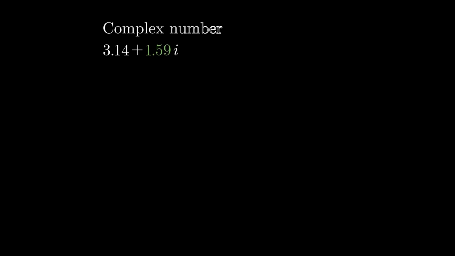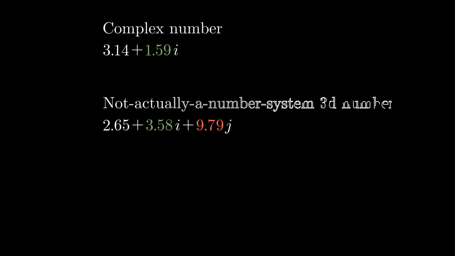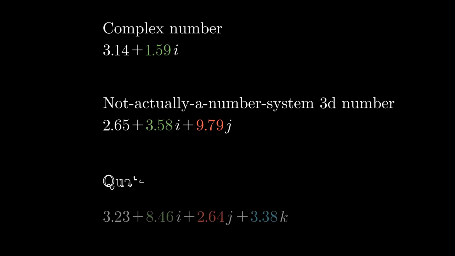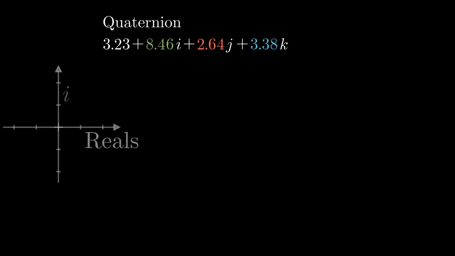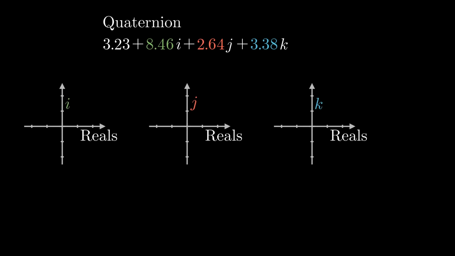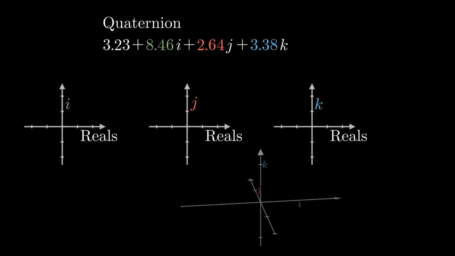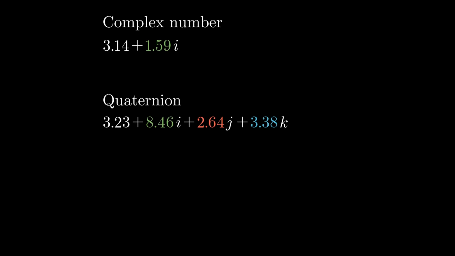In the same way that the complex numbers included the real numbers with a single extra imaginary dimension, represented by the unit i, and that our not actually a number system in 3 dimensions included a second imaginary direction, j, the quaternions include the real numbers together with 3 separate imaginary dimensions, represented by the units i, j, and k. Each of these 3 imaginary directions is perpendicular to the real number line, and they're all perpendicular to each other. So, in the same way that complex numbers are represented as a pair of real numbers, each quaternion can be written using 4 real numbers, and it lives in 4-dimensional space.